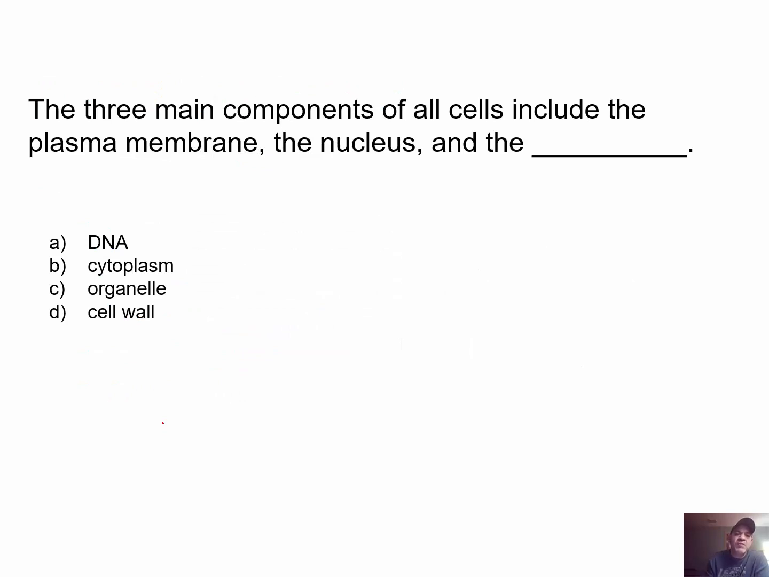So, the three main components of all cells include the plasma membrane, the nucleus, and the, is it A, DNA, B, cytoplasm, C, organelle, or D, cell wall?